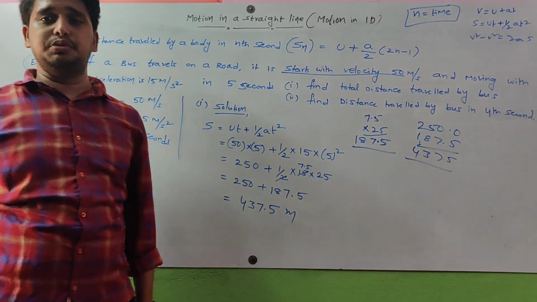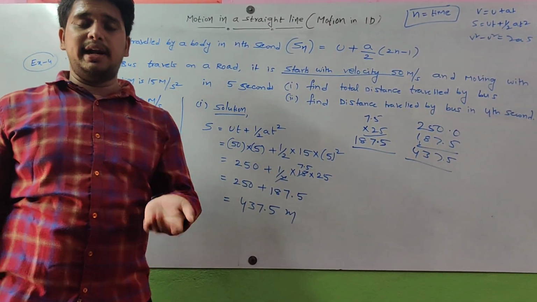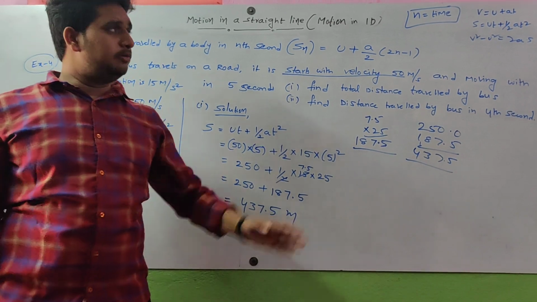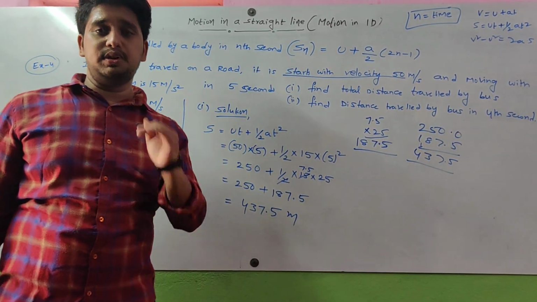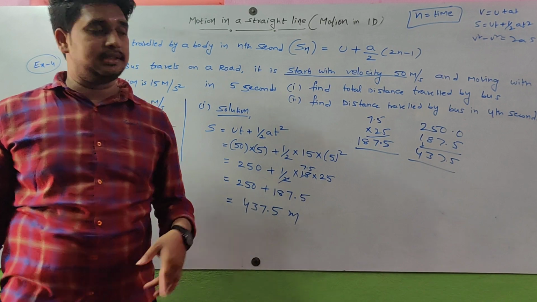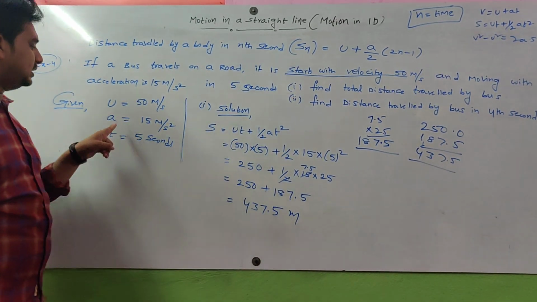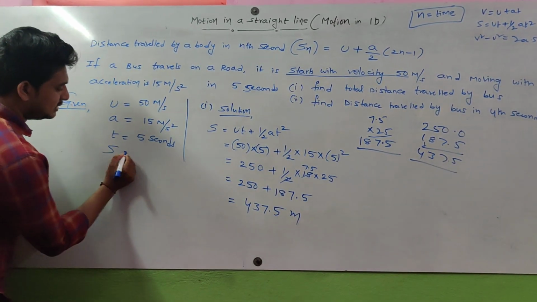Which formula should we choose? That is the confusion. We had 4 equations. Which formula should we choose based upon the parameters? What parameters are given here? U is given, a is given, t is given. S we need to find.